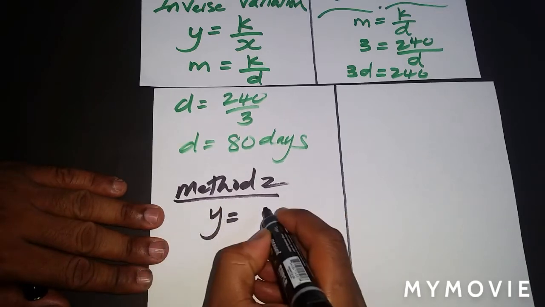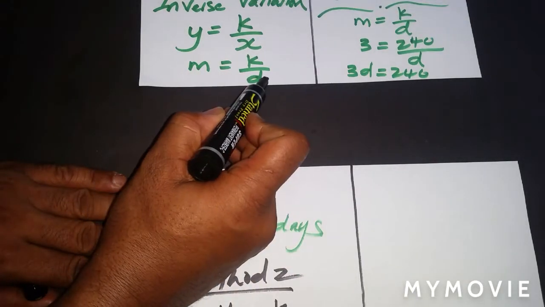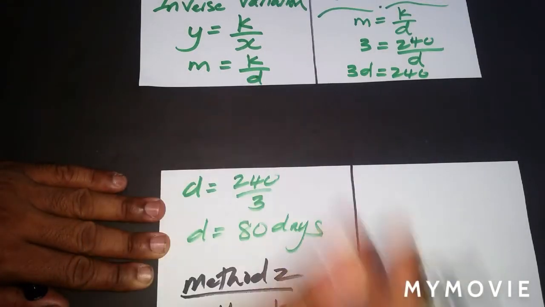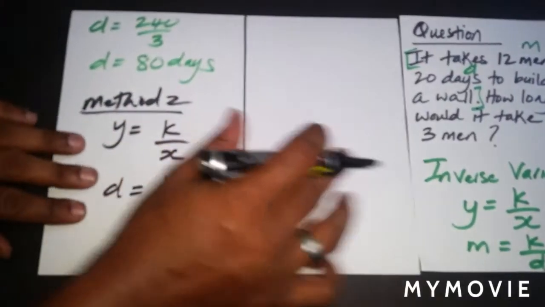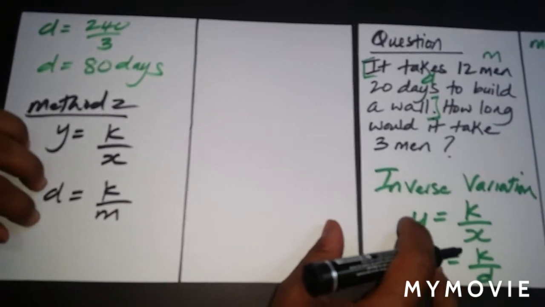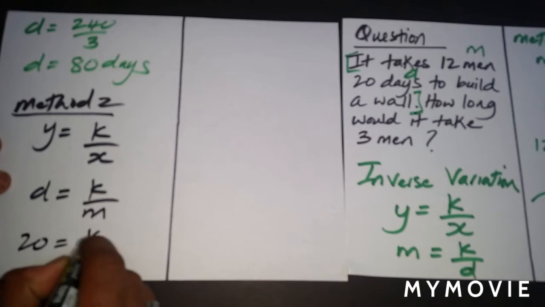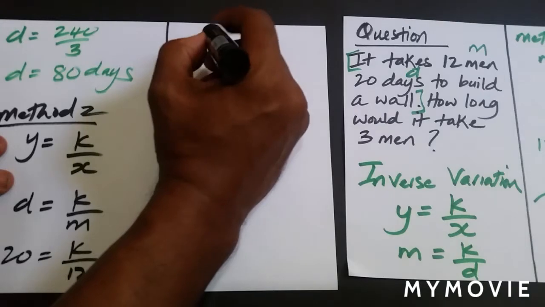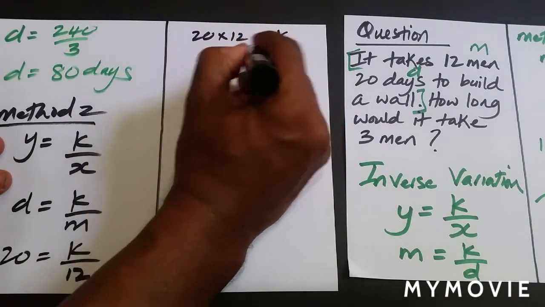Again, we know it's inverse variation. And in the first method, we put m here and then d here. So what we're going to do is put d here and m here to show you that it doesn't really matter. So d equals k over m. So again, based on the first statement here, it says it takes 12 men 20 days. So 20 days, 12 men. So we cross multiply. 20 times 12 would give us k, and again we get k to be 240.